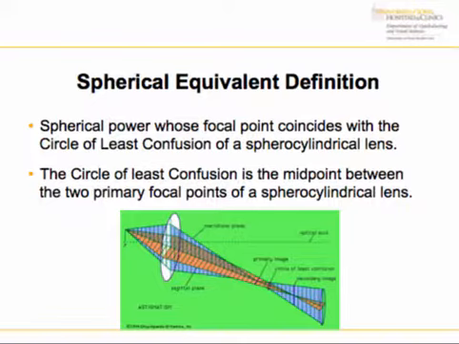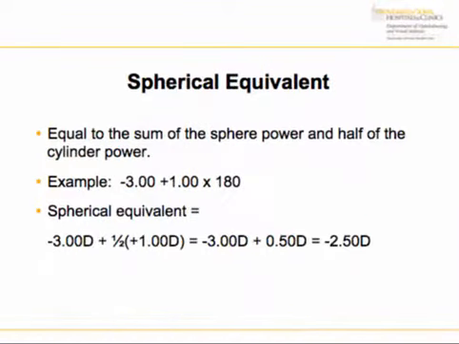An example of a time when the spherical equivalent power is used is when an individual with a low amount of astigmatism is being prescribed a spherical contact lens. The spherical equivalent is calculated by adding the sum of the sphere power with half of the cylinder power. For example, with a spectacle correction of minus 3.00 plus 1.00, axis 180, the spherical equivalent equals minus 3.00 diopters plus half of plus 1 diopter, which equals minus 3 plus a half, which equals a minus 2.50 diopters spherical equivalent.